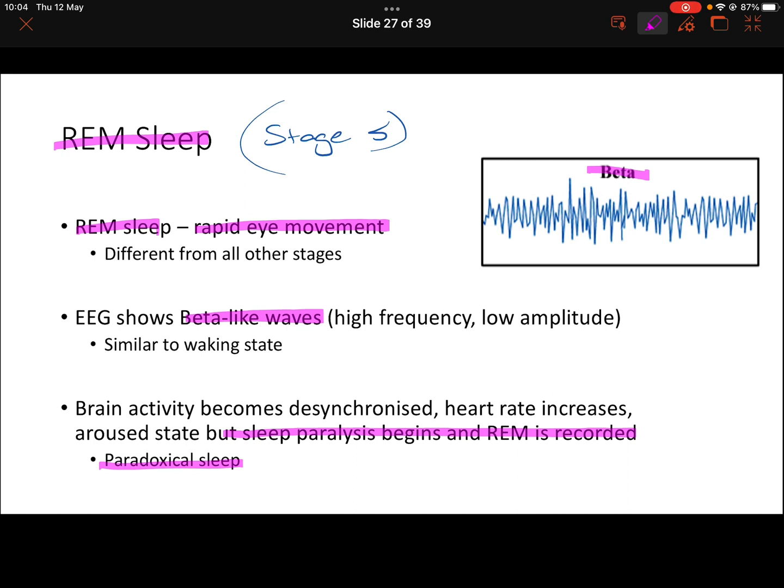If we wake somebody from REM sleep, they will typically report that they're dreaming. This is when dreams occur, typically.